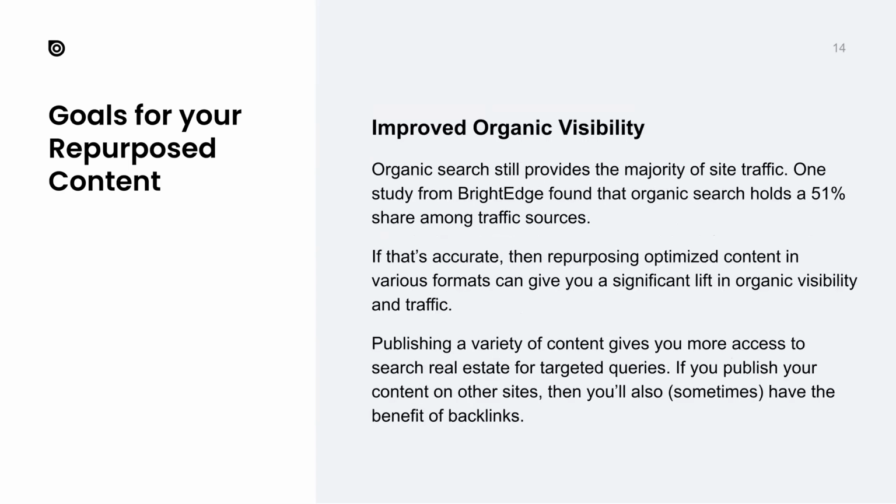And the last goal for repurposing your content is understanding the improved organic visibility of it. Organic search is the search that shows up that isn't sponsored when you are doing a Google search or Bing search or anything like that. The unpaid versions of your posts provide a huge amount of your site traffic if you have a website for your business. One study from BrightEdge found that organic search holds 51% share among traffic sources. So while you are creating any promoted versions of your content, it's always really important to consider how your content is also optimized for that organic visibility.